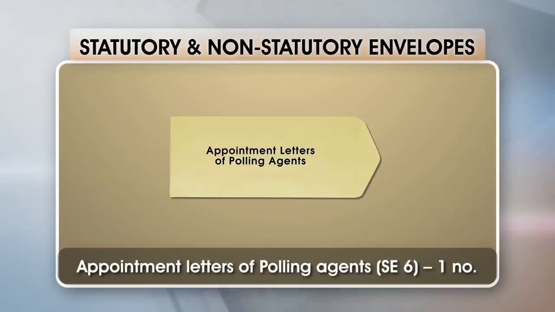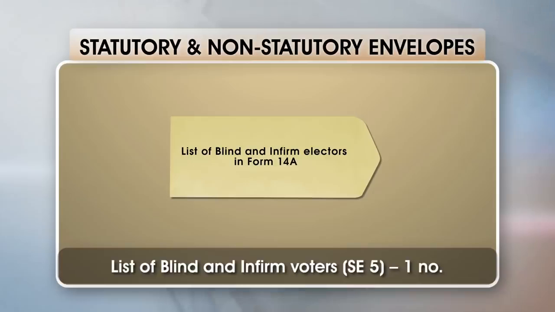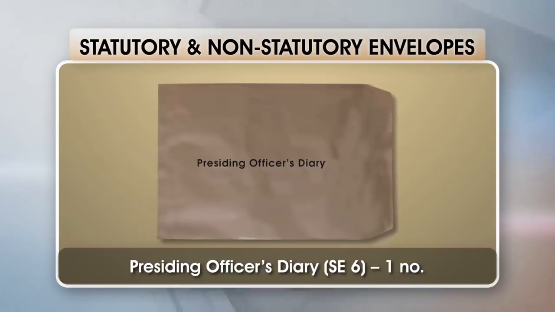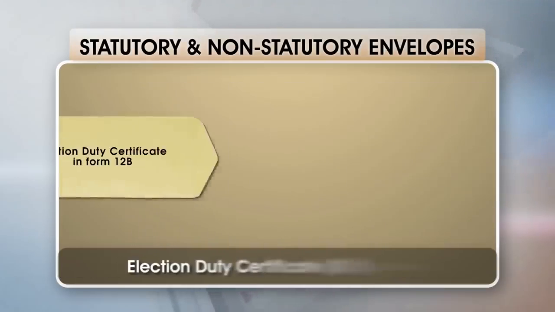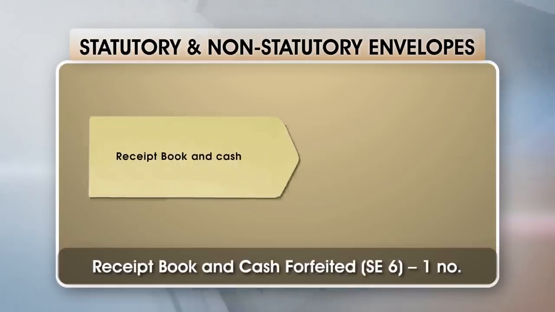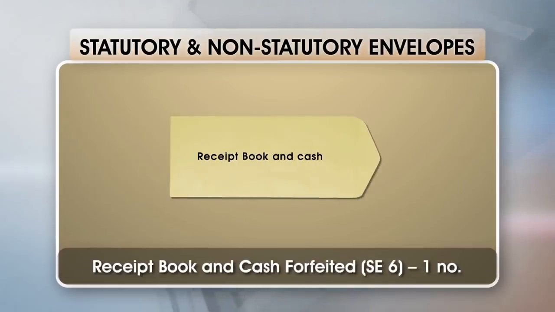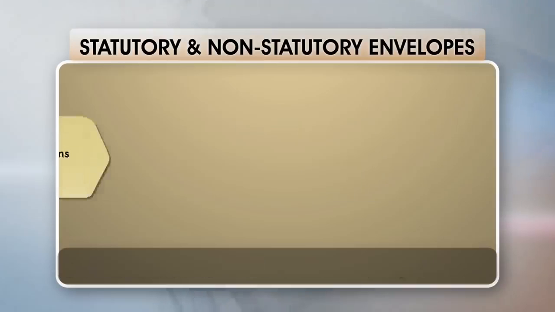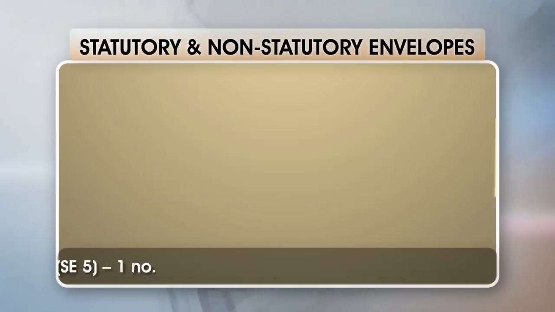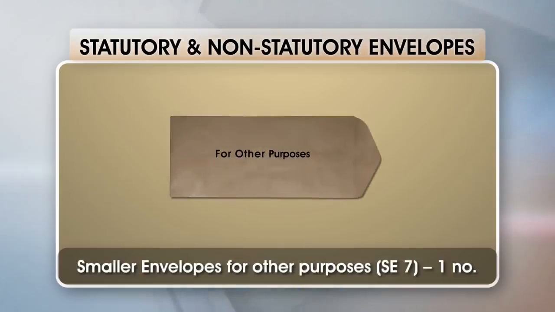For appointment letters of polling agents, SE6, 1 number. For list of blind and infirm voters, SE5, 1 number. For presiding officer's diary, SE6, 1 number. For election duty certificate, SE5, 1 number. For receipt book and cash forfeited, SE6, 1 number. For declaration of companions, SE5, 1 number. Smaller envelopes for other purposes, SE7, 1 number.